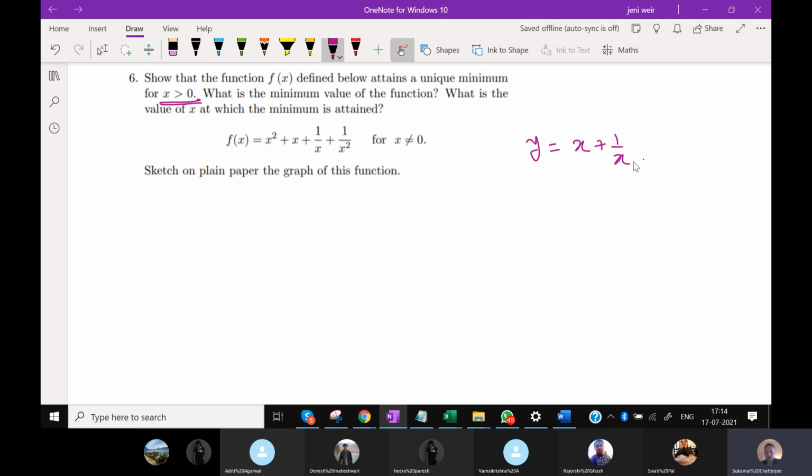So x plus 1 by x will attain a minima when x is equal to 1. So that means y minimum will be equal to 2 for x plus 1 by x. Similarly, for x squared plus 1 by x squared, this will also be minima when x equal to 1 and the minima value will be 2. So the sum of this and the other one will attain a minima when x is equal to 1 and the minima would be equal to 4.